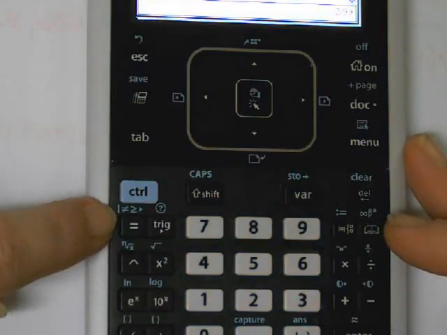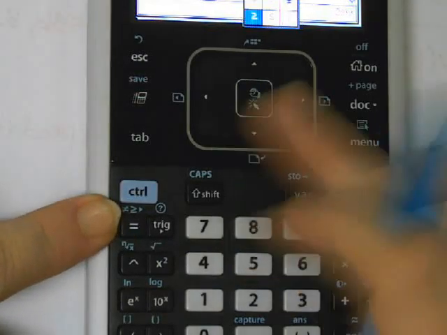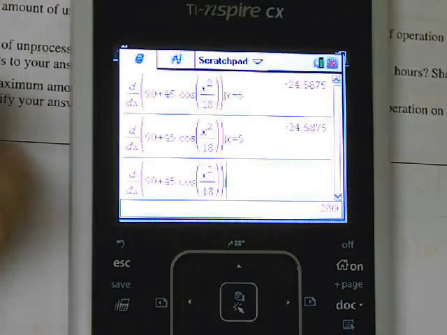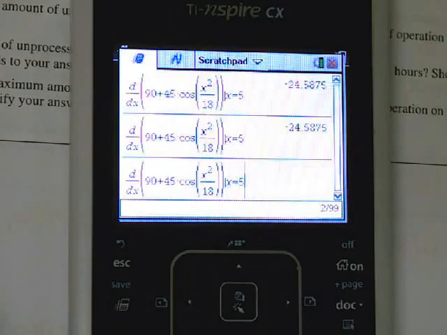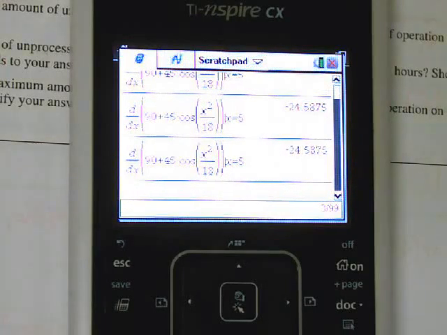So for this one I would do menu 4-1. Menu, calculus, and then number 1, numerical derivative at a point. Alright, and then part B: find the total amount of unprocessed gravel that arrives at the plant during the hours of operation on this workday. This is just like what we had to do on part A of the other one we did. They want to know the total, and we have the rate.